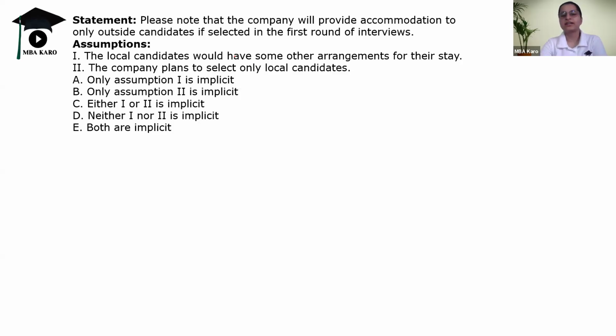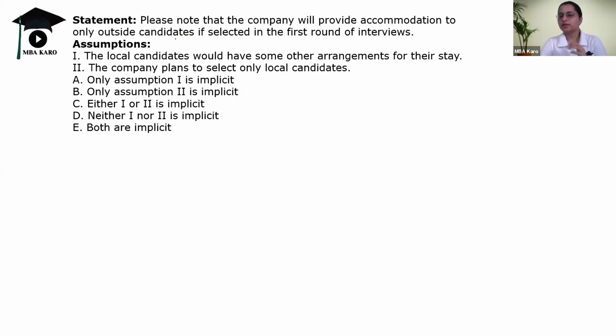One says local candidates would have some other arrangements for their stay. Second, company plans to select only local candidates. Okay.